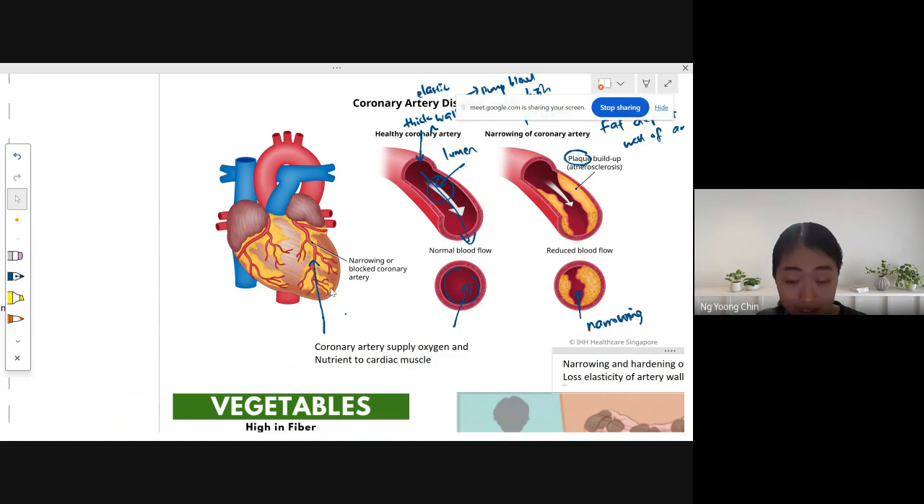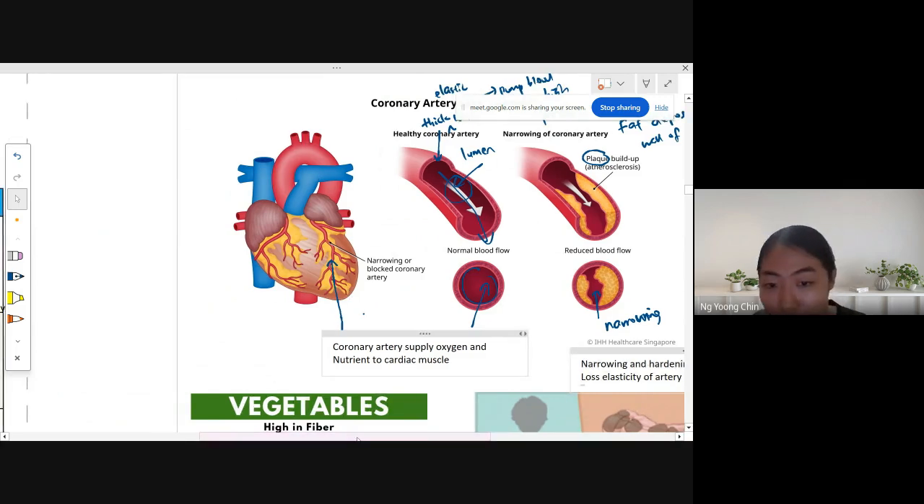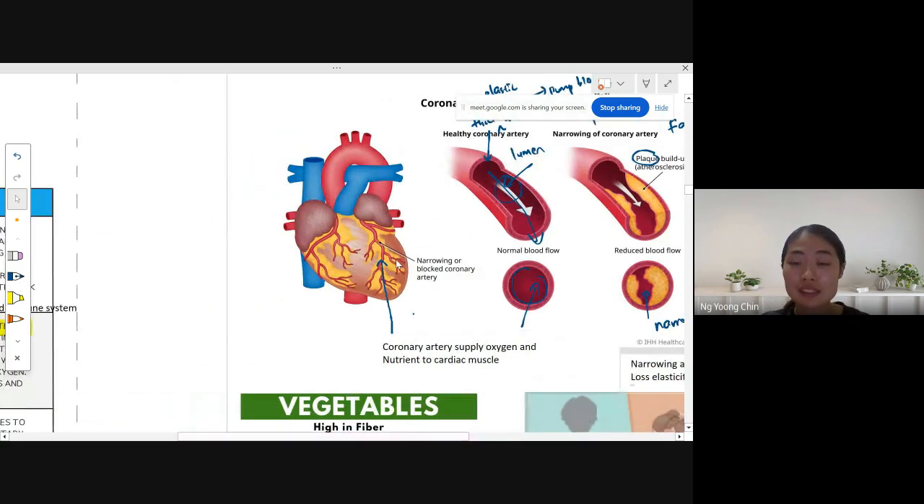There's no blood supply to your cardiac muscle. So what will happen next? Will your cardiac muscle still be living or will it be dying? Which one? Living or dying? Yes, dying, because there's no blood flow to the cardiac muscle. So you can see that maybe this region of the heart muscle is losing its blood supply. So they will die.